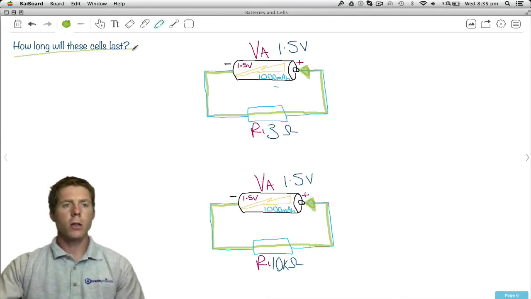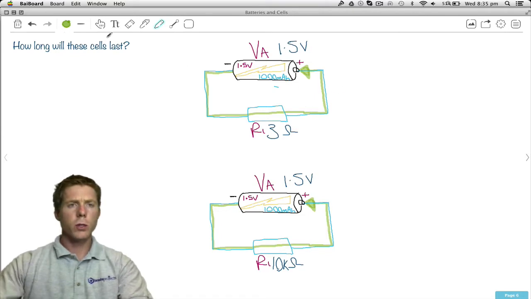Okay, what about these ones? How long will these cells last? Okay, so let's do a couple of calculations here.